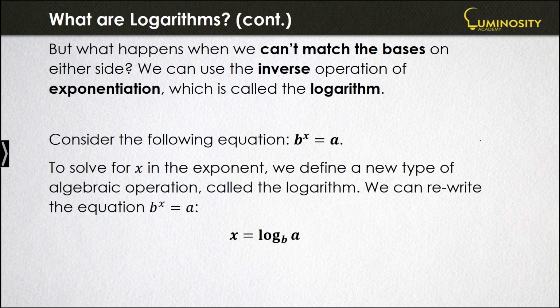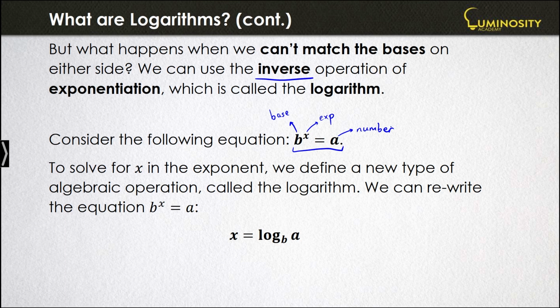But what happens when we cannot match the bases on either side? Well, we can use the inverse operation of exponentiation, which is called the logarithm or the logarithmic operation. Consider the following equation: b to the x equals a. Remembering that b is some number, which is your base, x is some number, which is your exponent, and a was some number that you needed to solve for. To solve for x in the exponent, we define a new type of algebraic operation called the logarithm.